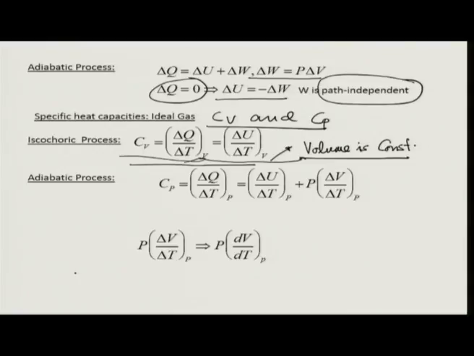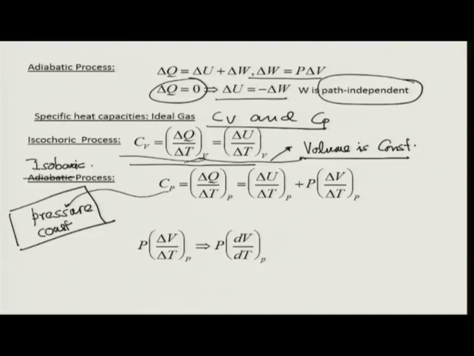Similarly, if you consider an isobaric process, in an isobaric process you keep pressure constant. So, this is delta Q, heat supplied to the system, delta T increase in temperature, but pressure is kept constant, Cp. This is dU/dT. Okay. What is delta Q?